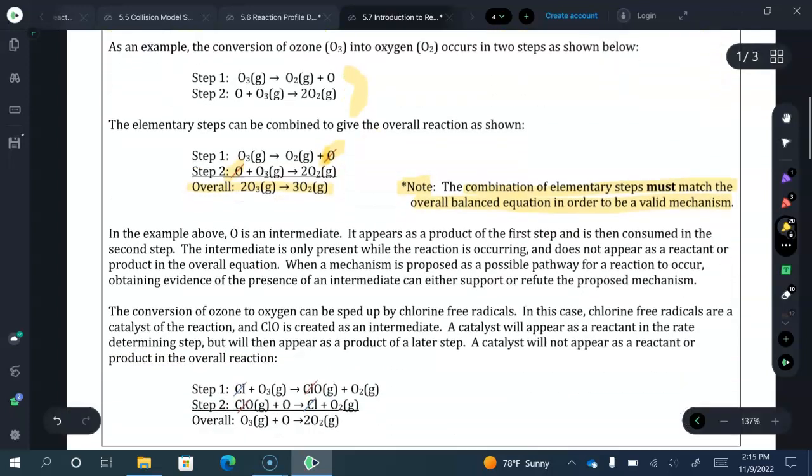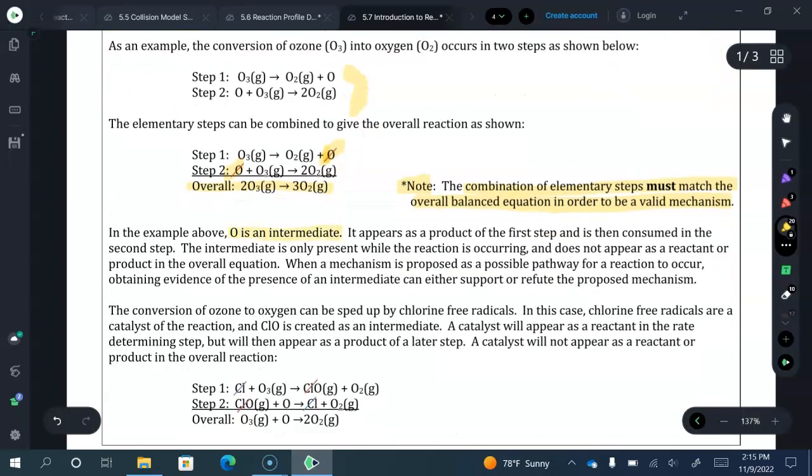So in the example above, we see that the oxygen atom is an intermediate. It appears first as a product in the first step and then is consumed in the second step. And that is the definition of an intermediate: it is only present while the reaction is occurring. So it is first produced and then consumed in a subsequent step. It does not appear as a reactant or a product in the overall reaction, so it should cancel out.